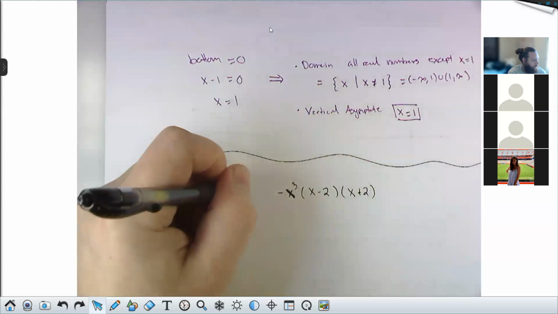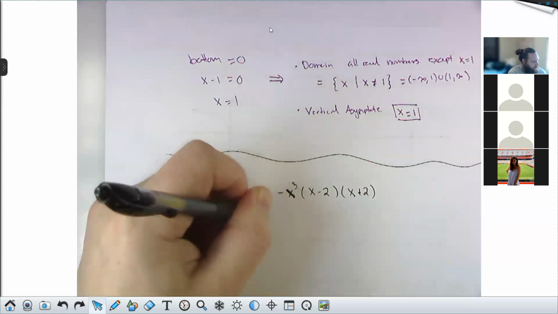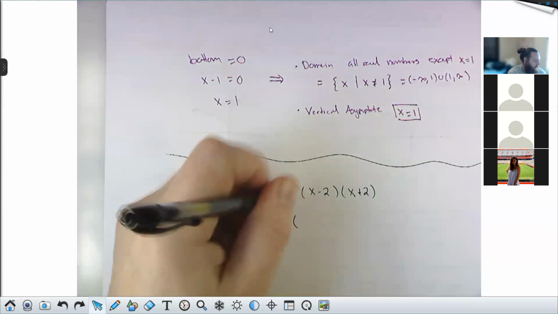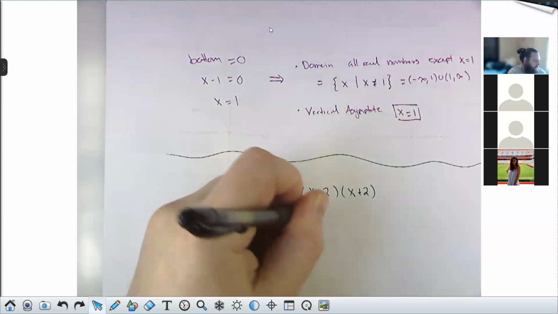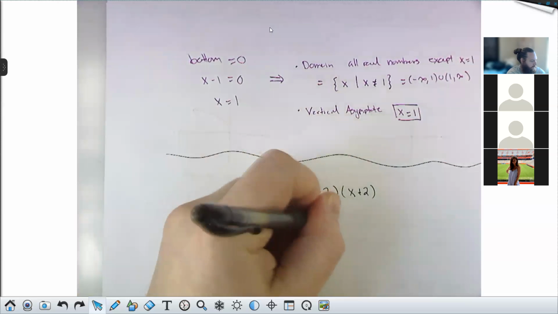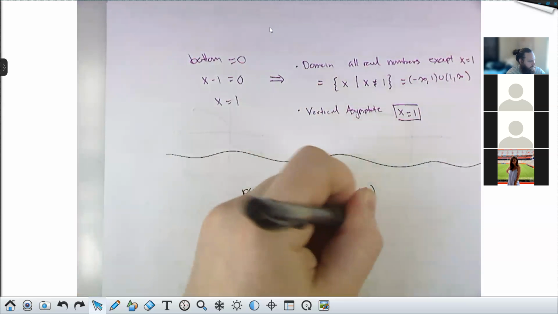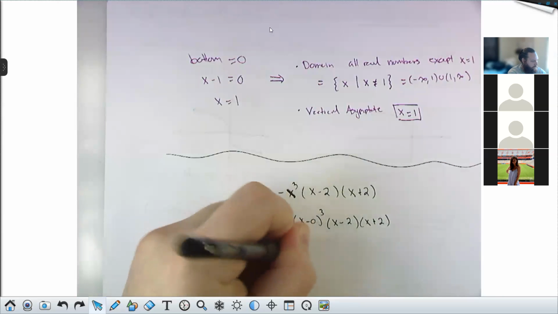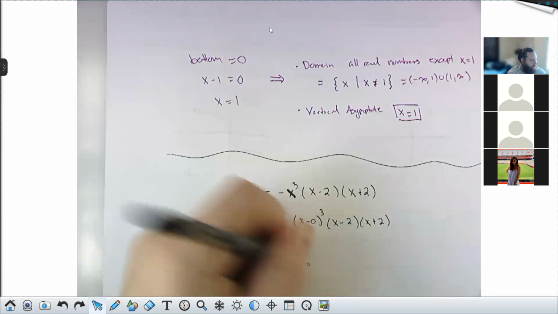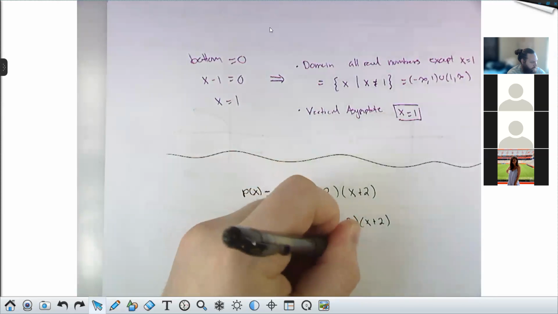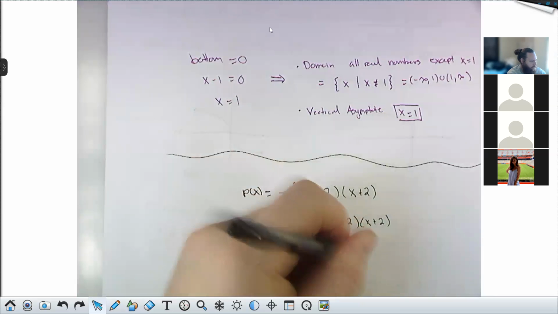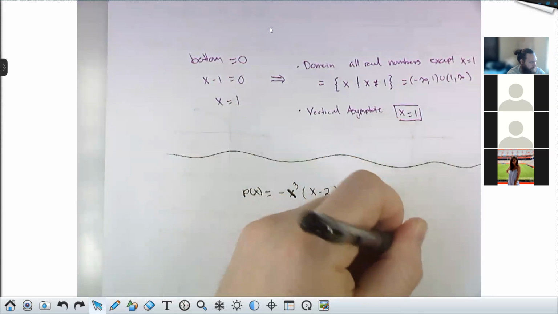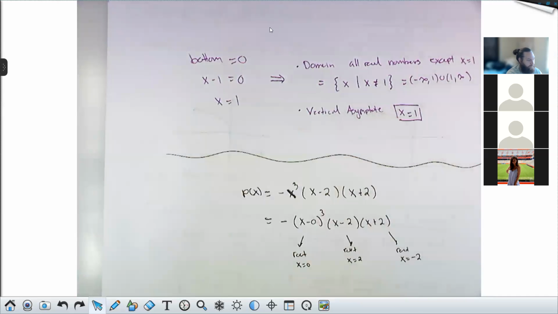So when we're trying to sort out the roots, I would think of this x cubed as x minus 0, all cubed, and then your x minus 2 and your x plus 2. So the roots come from setting each factor equal to 0. So here we'll have a root x equals 0. Here we'll have a root x equals 2. And here we'll have a root x equals -2.